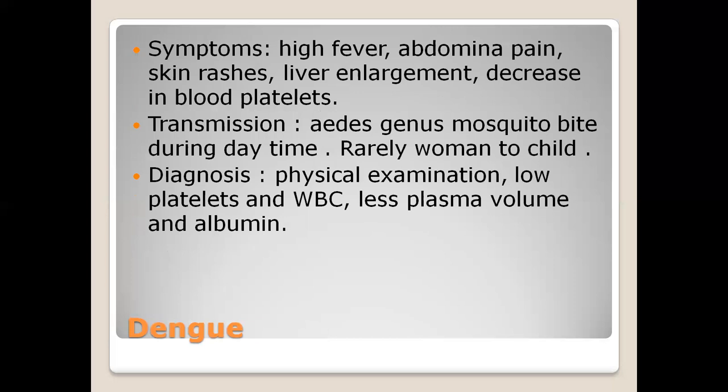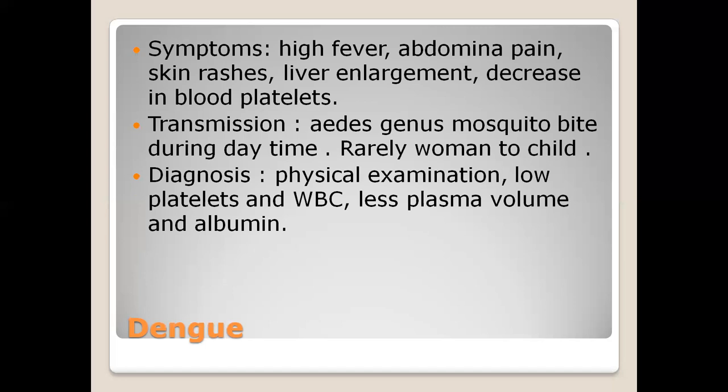Dengue, it is one of the important diseases nowadays. Symptoms of dengue are mainly high fever, abdominal pain, skin rashes, liver enlargement, and decrease in blood platelets. Decrease in blood platelets is an important symptom of dengue, which confirms dengue. Transmission of dengue is mainly by the bite of Aedes genus mosquitoes. It mainly bites during daytime. Rarely, dengue is transmitted from woman to child.